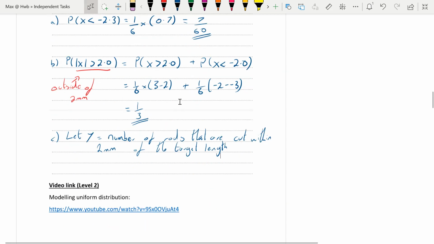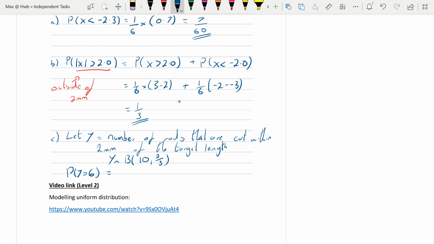So if I'm writing out my distribution now, we said it was binomial because I've got the number of, okay, so it's binomial and there were 10 rods that are being cut. Now the probability of it being within 2 millimeters, well, the probability of being outside 2 millimeters we did in part B was 1/3, so the probability of being within 2 millimeters must be 2/3. Okay, and then I want the probability that y equals 6. And we should be using our binomial formula.